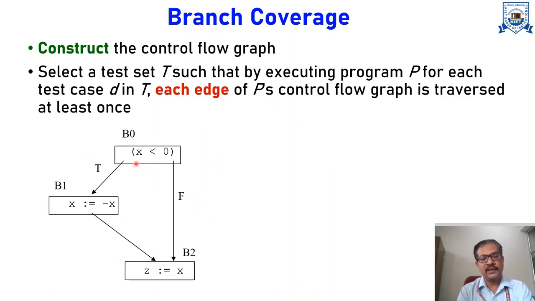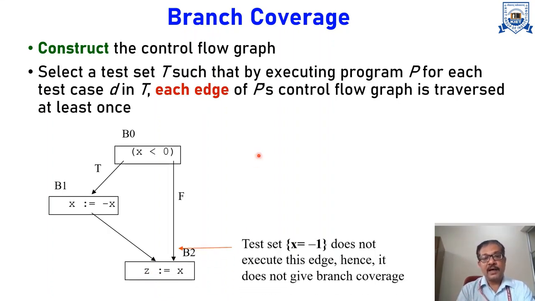If you look at this control flow graph, what is happening? I am going to check the value of x first. So x is less than 0. If yes, if it is true, then I am going to negate the value of x and store it in x here. And finally, I am assigning the value of x to a new variable, that is z. And if the condition fails here, that means x is greater than or equal to 0, then I am moving in this branch or this edge, and I am going to assign the value of x to z. So this is the entire program basically.